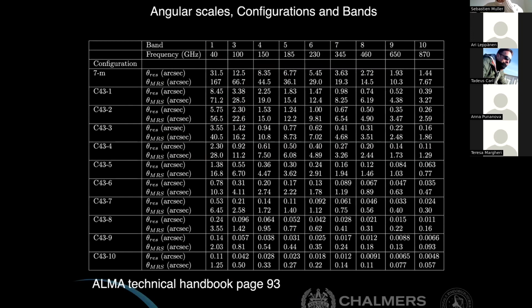In the ALMA Technical Handbook, page 93, there is a big table that shows, for different bands and frequencies, what the angular resolution is in the different configurations and what the maximum recoverable scale would be. Then you would know more or less, given the frequency that you would like to observe, which configuration would be ideal for your observations. And then you can tell more or less when your observations would be carried out, based on the calendar of configurations for the observatory.